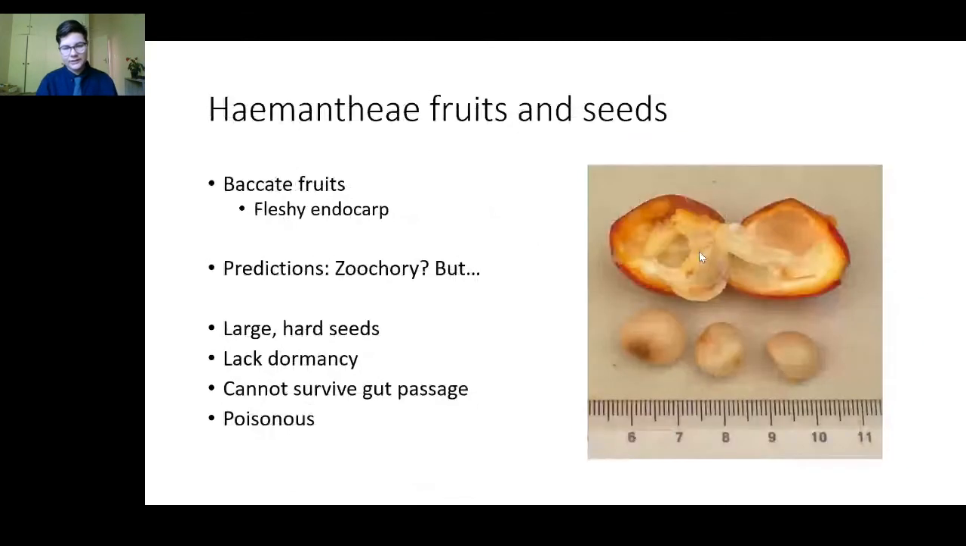Now, Clivia is in the subfamily Hemanthae, and Hemanthae is characterized by having baccate fruits, which means a fleshy fruit, and that means that the endocarp is fleshy, and the fruits are generally brightly colored. So we would therefore assume that this is zoochory, right? Dispersal by animals. Again, the fruit characteristics tell us something about the seed disperser. However, there are a few puzzling parts of this. There are large, hard seeds. They lack dormancy. They cannot survive gut passage, and they are poisonous.